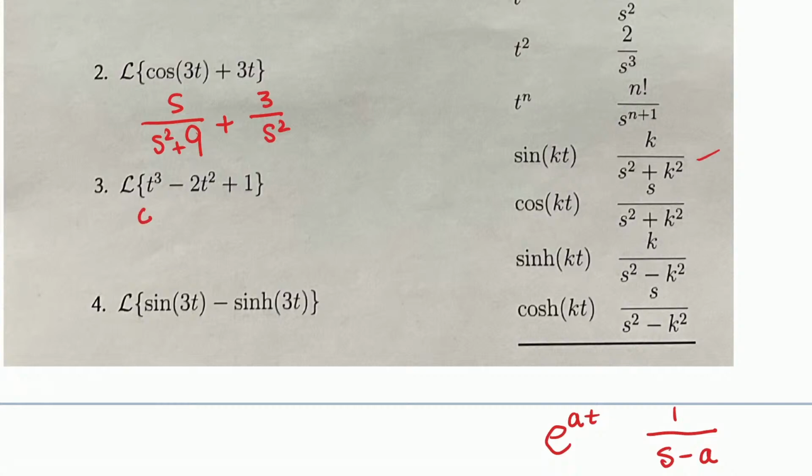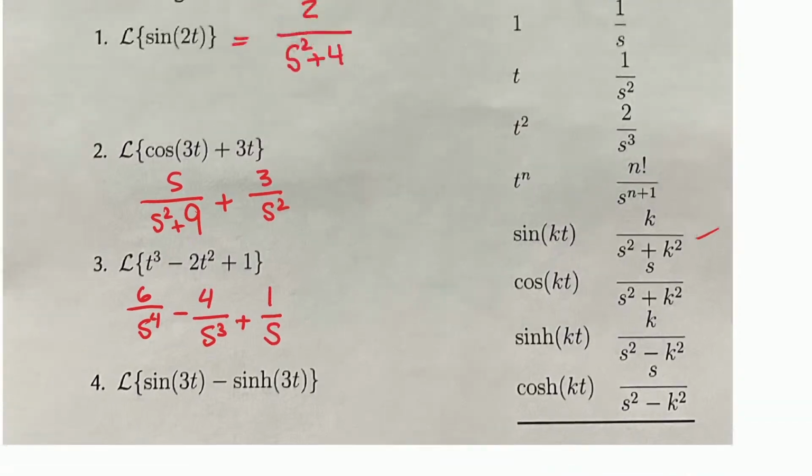So let's do this one. It is going to be 6 over s to the 4th, no, not 6, 4. Sorry. 4 over s to the 3rd plus 1 over s. So here, once again, we're just comparing. We're using that t to the n there. Oh, I guess I have t squared. Why do I have t squared? I don't know what I'm doing. But yeah, t squared is 2 over s cubed. It's pretty straightforward.